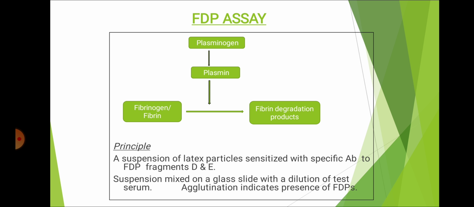Now coming to fibrin degradation products assays. Here plasminogen is converted to plasmin, which in turn leads to the conversion of fibrinogen or fibrin to fibrin degradation products. The principle of it is a suspension of latex particles sensitized with specific antibodies to fibrin degradation products fragments D and E. The suspension is mixed on a glass slide with dilution of test serum. Agglutination indicates presence of fibrin degradation products.